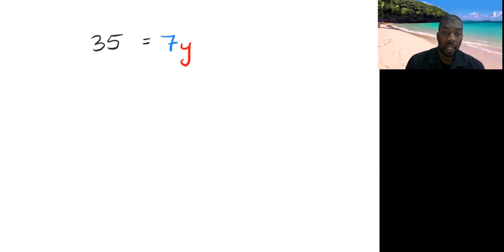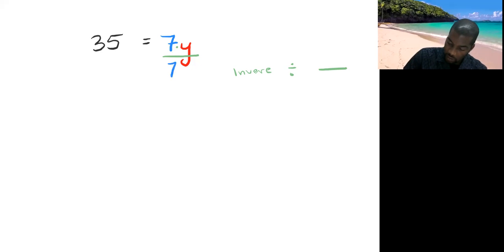Very simply. I look and I see that something times 7 is 35. Well, the simplest way to do that is to get rid of the 7. How do I do that? I divide by 7. Because I know it's multiplication, the inverse is division. And instead of using the division symbol, I'm going to use this line, which is underneath the 7y, because that also represents division. So I'm going to divide by 7 to both sides.